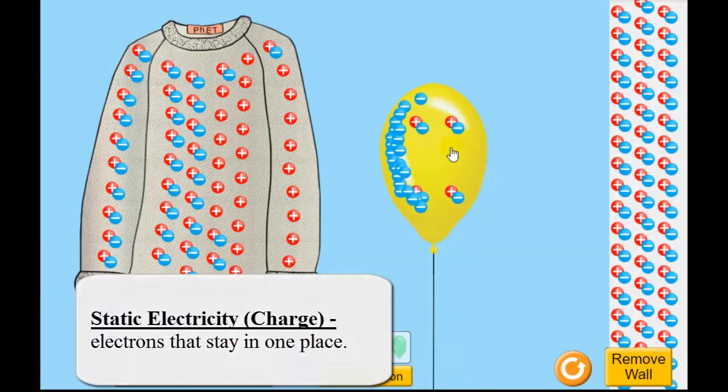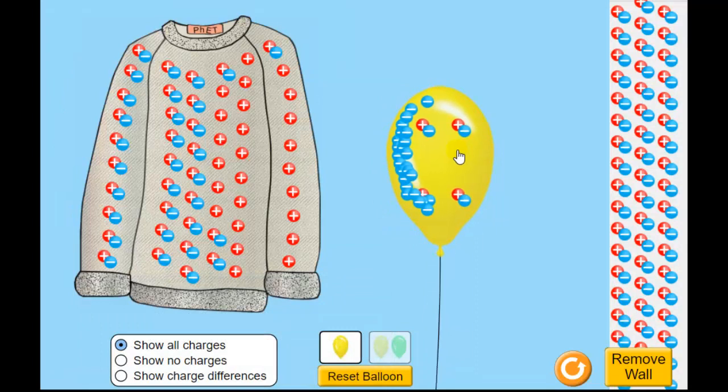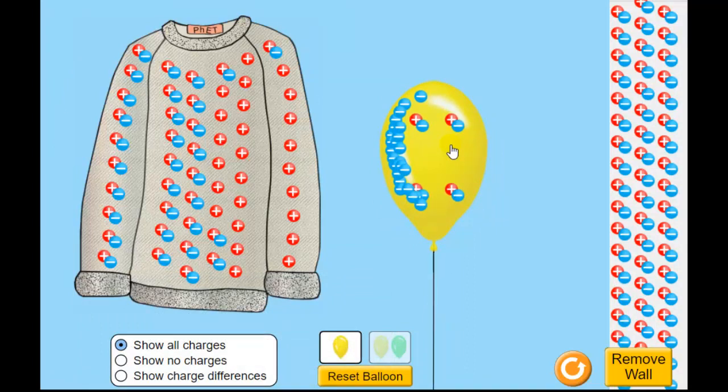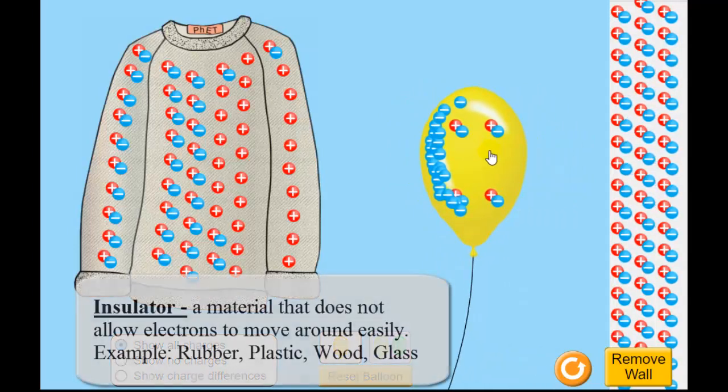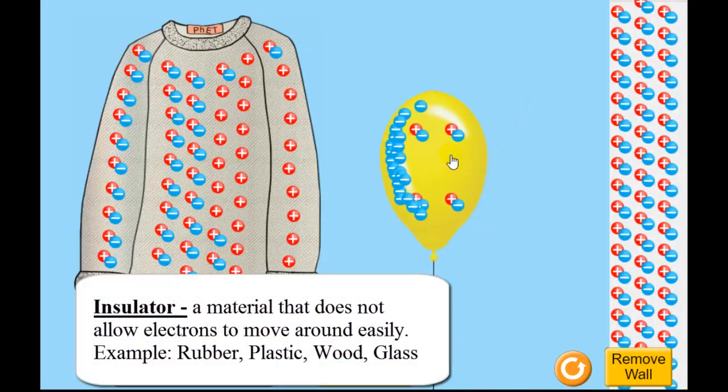Now this happens because balloons are made out of a material that is really pretty interesting. You can put electrons on it, but those electrons will not move around once they're on the material that balloons are made out of. So rubber is called an insulator. And that's a material that does not allow electrons to move through it easily. Rubber is a great example of an insulator. Plastic, wood, and glass are great examples of insulators.